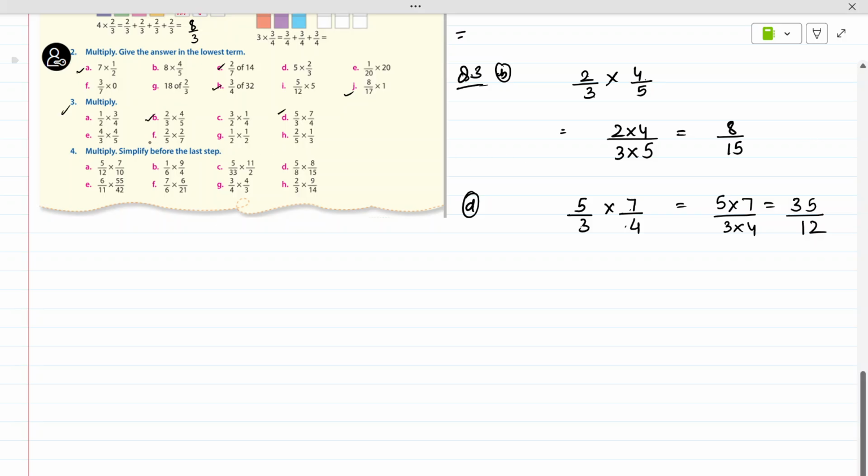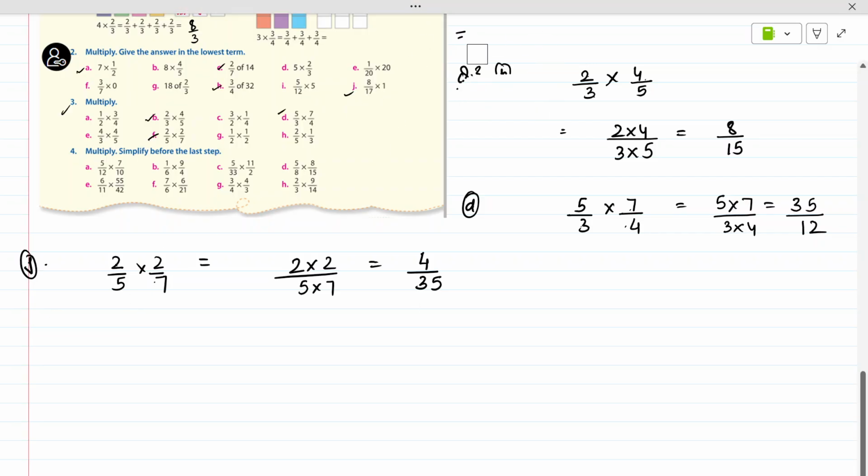Now let's do question number F. In F, we have 2 by 5 with 2 by 7. Both are reduced fractions. Across also, if you see, 2 and 7 do not have a common factor. 2 and 5 do not have a common factor. So, simple. Multiply the numerators and multiply the denominators. Answer will be 4 by 35. So, kids, likewise, you can pick the other fractions. Okay. Now, let us move to question number 4 here.